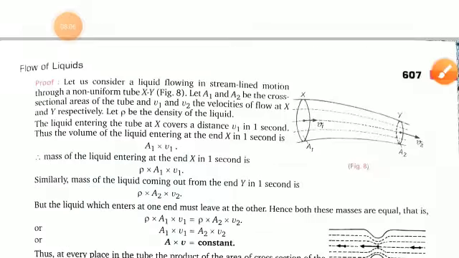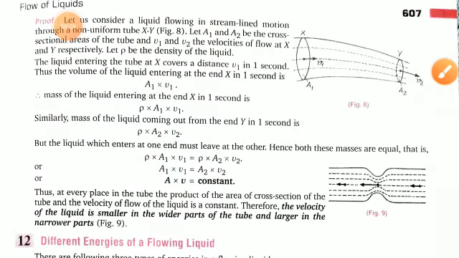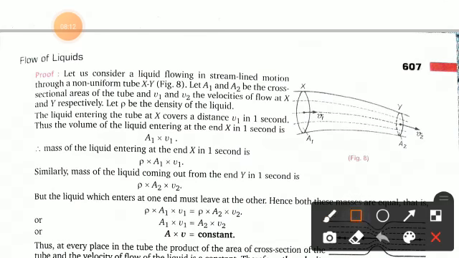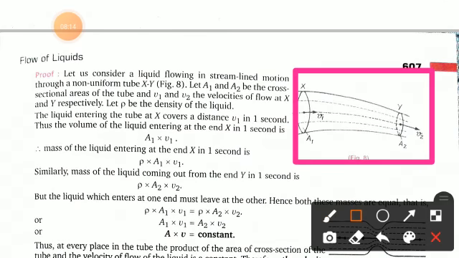Now we are proving the principle of continuity. This is an important one. You can see the figure here. Let us consider a liquid flowing in a streamlined motion through a non-uniform tube XY. Let A1 and A2 be the cross-sectional areas of the tube, and v1 and v2 the velocities of flow at X and Y respectively.